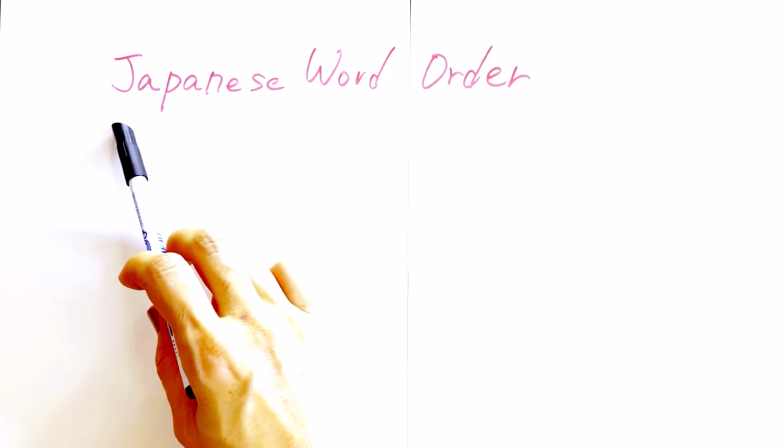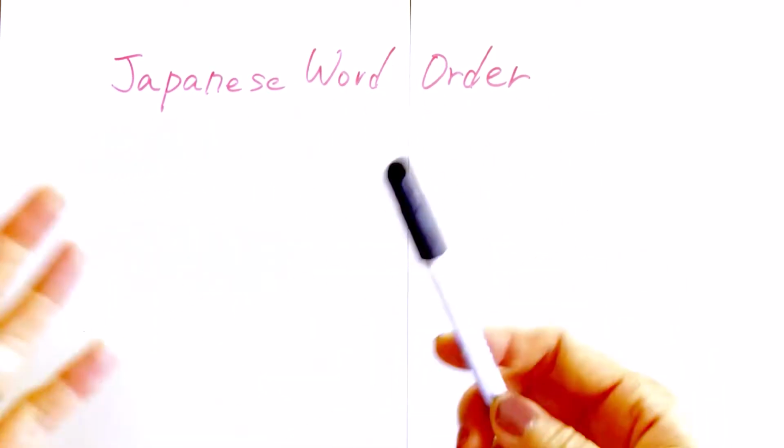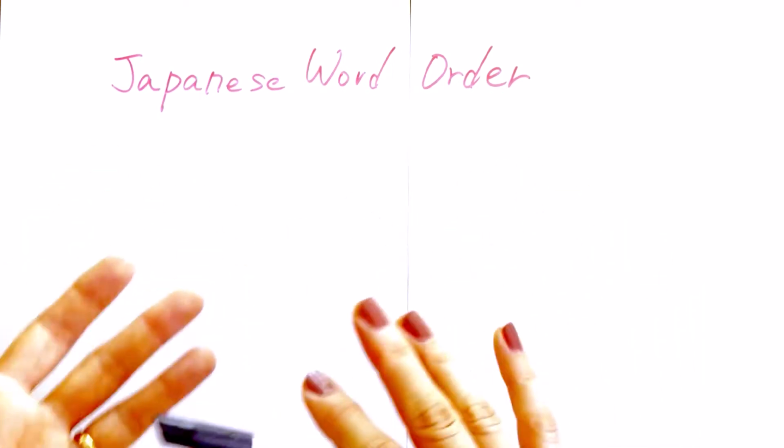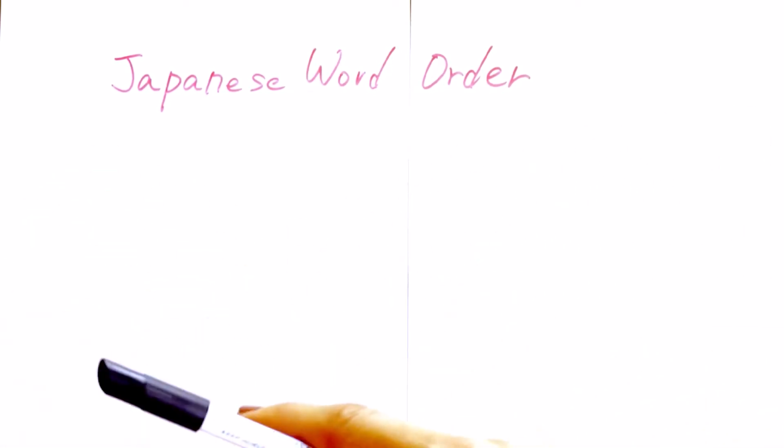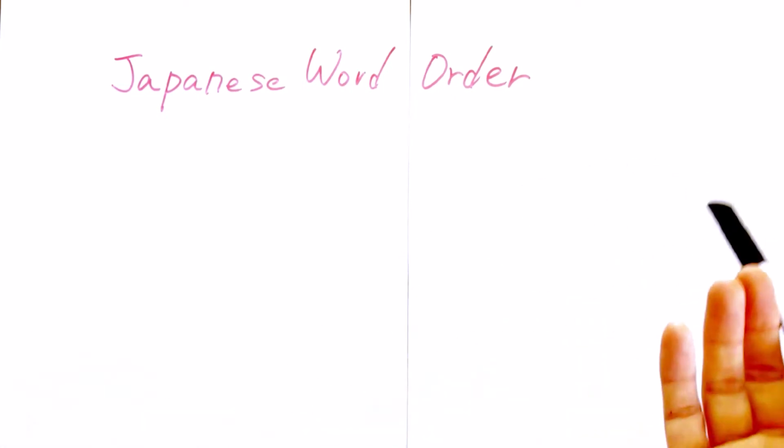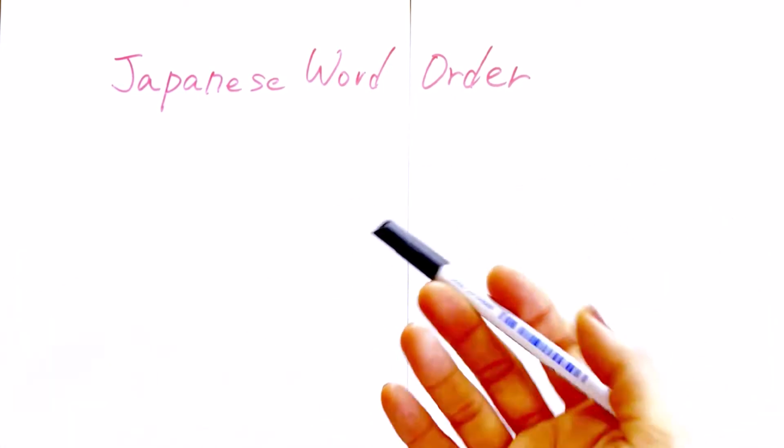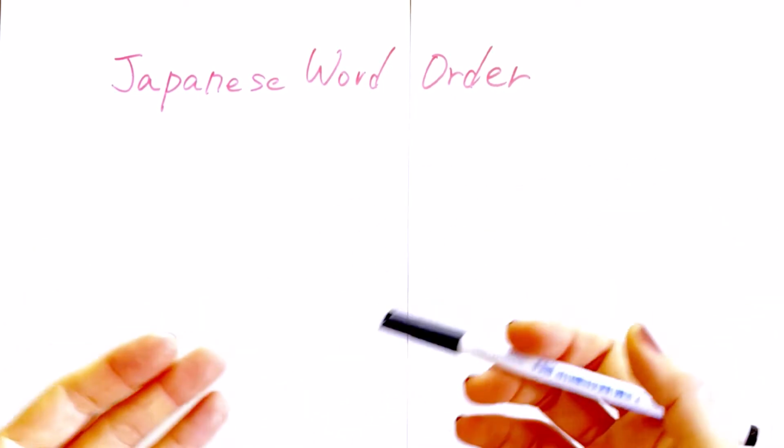Today I'm talking about Japanese word order. Yes, maybe you've heard that Japanese word order is relatively flexible compared to English word order, but let me show you general rules of word order. Okay, so let me give you an example sentence in English first. For example, I went to a park with my friend yesterday.